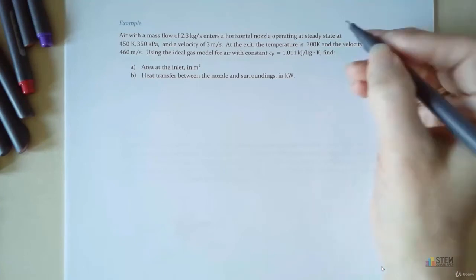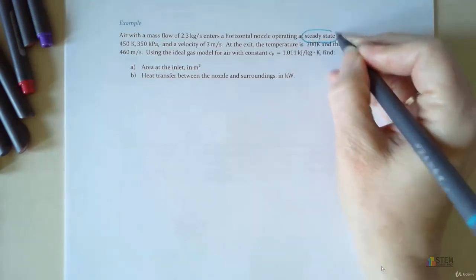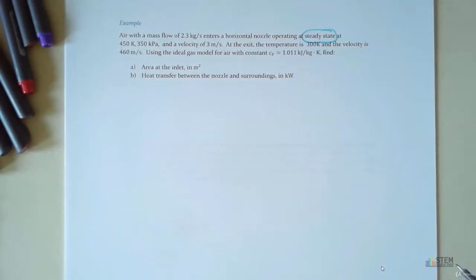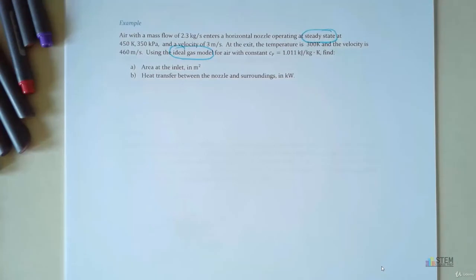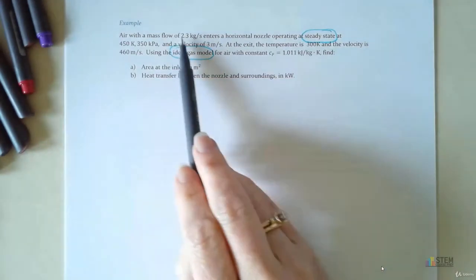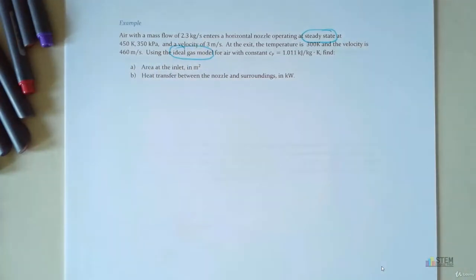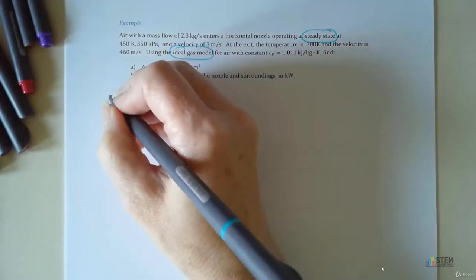Keywords first. We've got steady state. Definitely want to pay attention to that. And we also have the ideal gas model. So those are our two keywords that we really need to pay attention to here. And we've also got these values, obviously, that we will need. Now I'm going to go ahead and draw a picture.